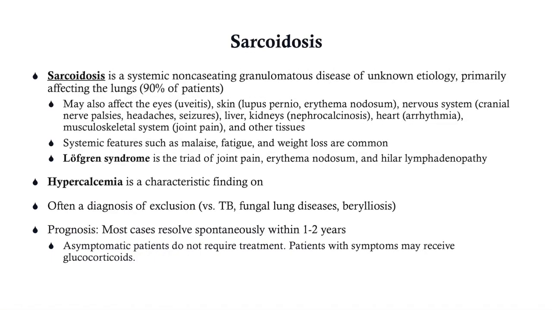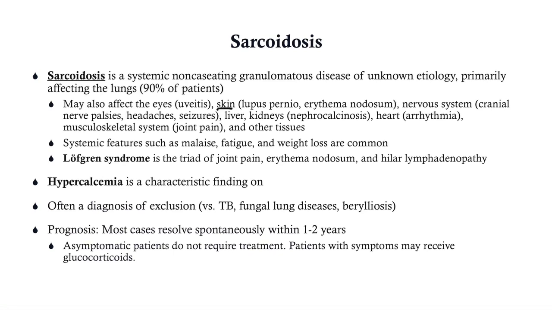So sarcoidosis is a systemic non-caseating granulomatous disease of unknown etiology, primarily affecting the lungs, but it can really affect any organ system. So some of the more common ones, aside from the lungs, are the skin. And what we would see there is one of the things that we saw in this patient, which is erythema nodosum. They're not going to tell you erythema nodosum. What they'll probably tell you is painful nodules, and they have a tendency to occur on the shins. So that's a pretty common thing that we can see.